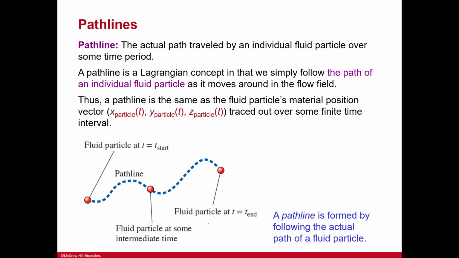So pathlines, what is a pathline? It's the actual path traveled by an individual fluid particle over the same period of time. Okay, so it's just a pathline, right? A pathline is a Lagrangian concept, in that we simplify flow to the path of an individual fluid particle as it moves around the flow field. Or if you had a balloon in the sky, this would be the path that it was taking. Okay, and so you see this path in a vector, an x, y, and z vector in regard to the particle at some given time. Okay, and so that's the material position vector.